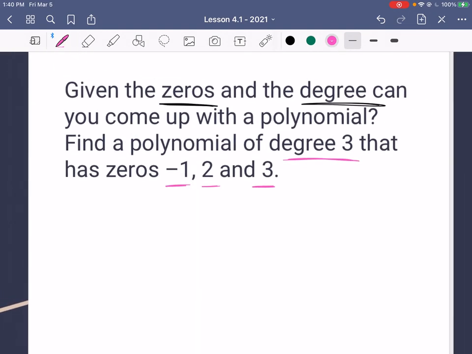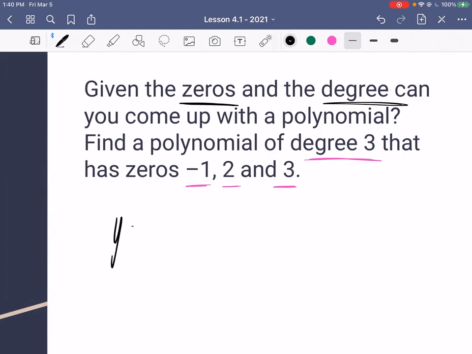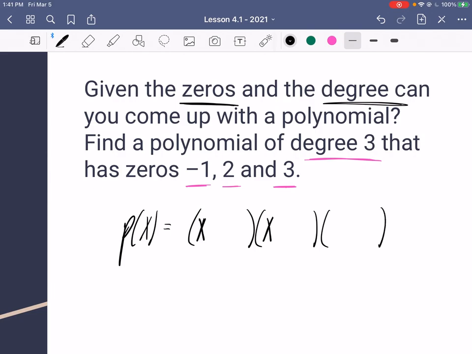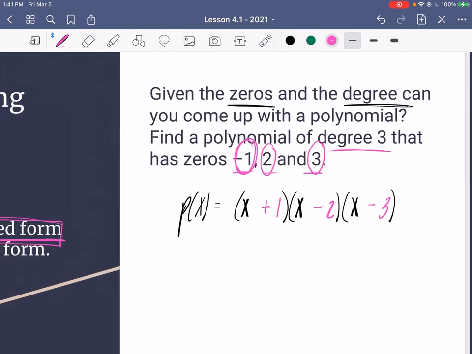So if we're working our way backwards, we could set it up to where we have y equals, or I'm going to write p of x, p standing for polynomial, equals, okay, we've got 3 zeros, so we're going to have 3 parentheses. We need the x out in front. That's going to come in front of our zeros. And then we switch the sign because it's the opposite of zero product property. So this would become a +1. This would become a -2. This would become a -3. And then if it said leave it in factored form, this would be good.